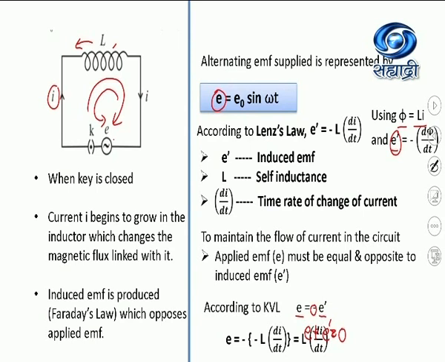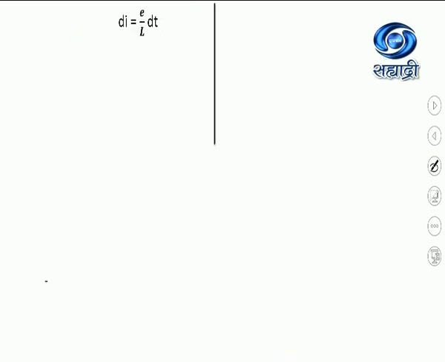E is equal to minus, what is the value of E dash? E dash is equal to minus L into di by dt. Let us substitute that. So we get E is equal to minus into minus L di by dt. Minus minus will become plus, and you will get E is equal to L into di by dt. So from this you get di is equal to E upon L into dt.